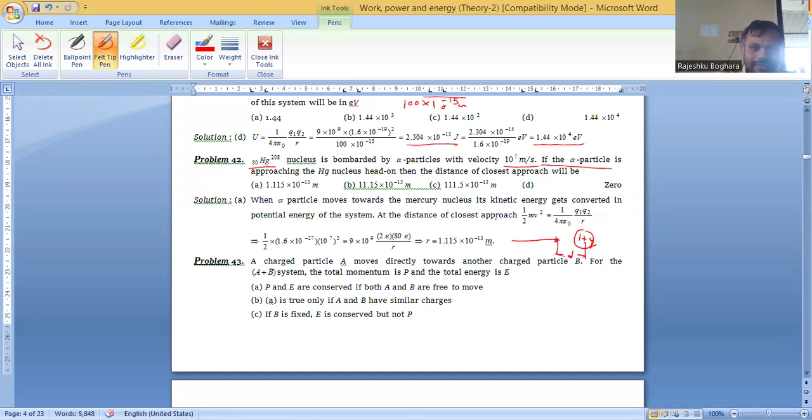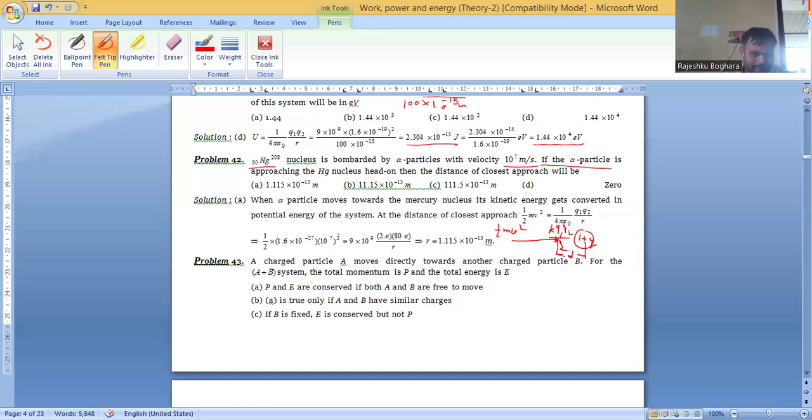So initially it has a kinetic energy 1/2 mv square. At this distance, the potential energy is K Q1 Q2 by R or D. So 1/2 mv square: 1/2 into 1.6 into 10 raised to -27, into 10 raised to 7 whole square, is equal to 9 into 10 raised to 9, into 2e, the charge of alpha is 2e, and the charge of Hg is 80e, by R.